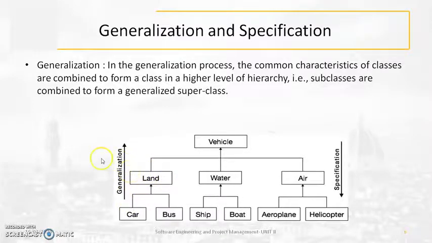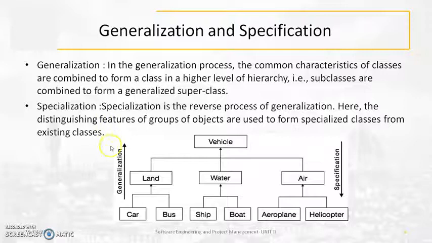So that is generalization. Next is specialization. The reverse process of generalization is specialization. In this, the distinguished features of the vehicle, air and aeroplane classes are used to form specialized classes from the existing class: vehicle, air and then aeroplane. This is a form of specialization.